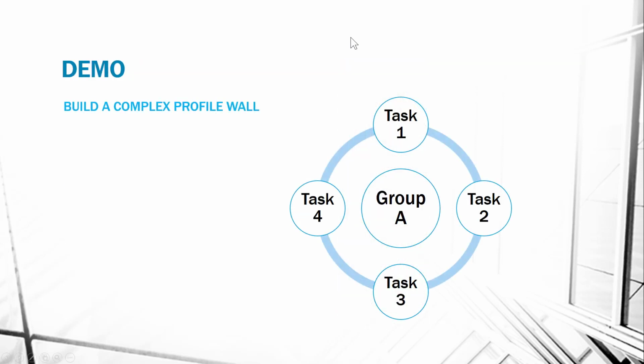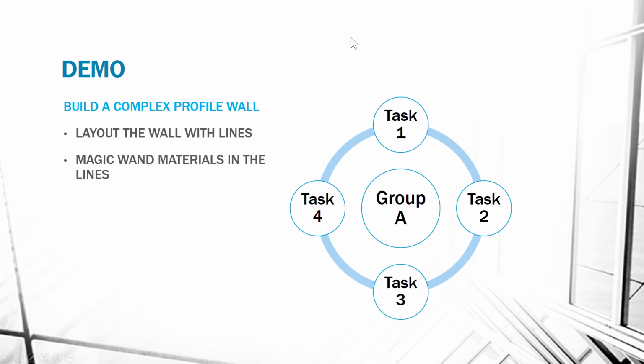So, building a complex profile wall. We'll lay out the wall with lines. Then we'll use magic wand to put in the materials inside those lines. And then we'll place horizontal stretch and opening reference lines to finish off our wall.